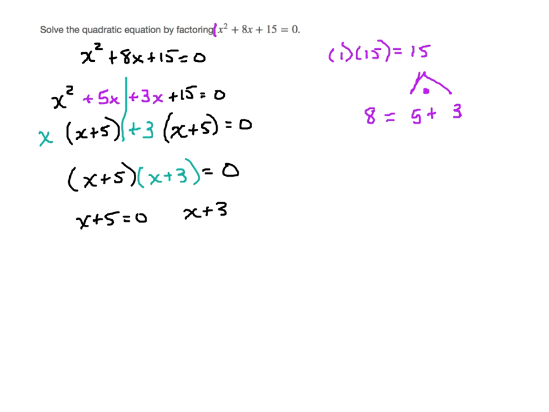So x plus 5 equals 0. x plus 3 equals 0. Here, x is negative 5. Here, x is negative 3.